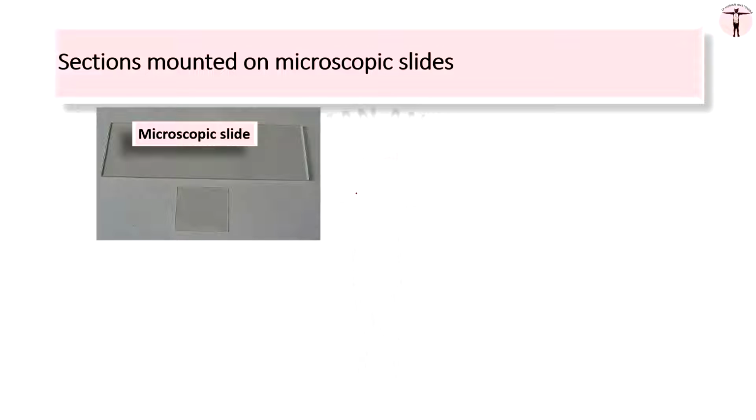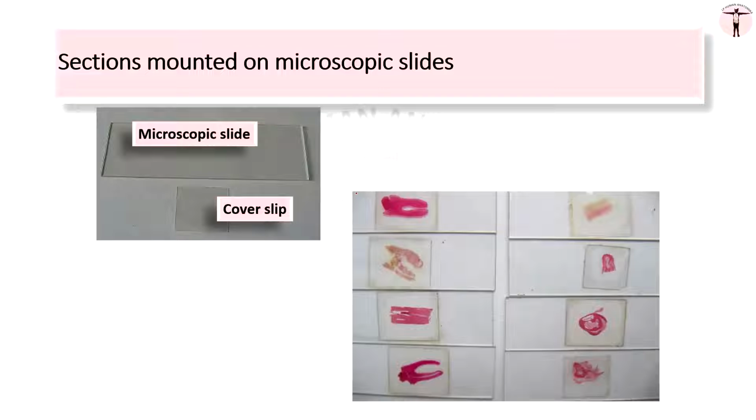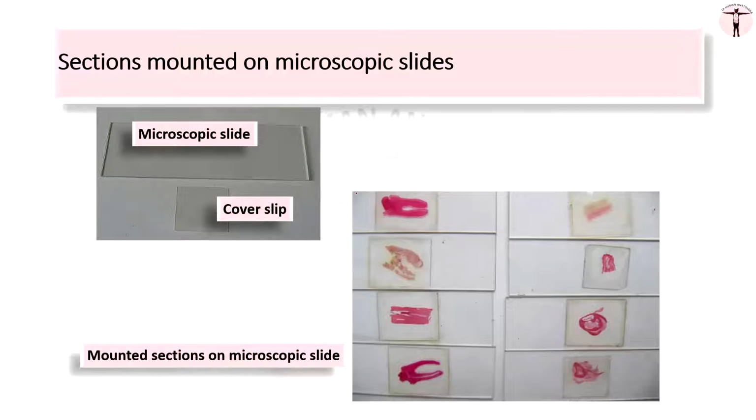This picture shows the microscopic slide onto which the thin slices of tissues are placed and processing is done, and the cover slip to cover the tissue after processing. The lower picture shows the mounted sections after processing, which are ready to observe under the microscope for identifying the features or details. This is how the slide looks after all the processing is done. So this is now ready to view under the microscope.